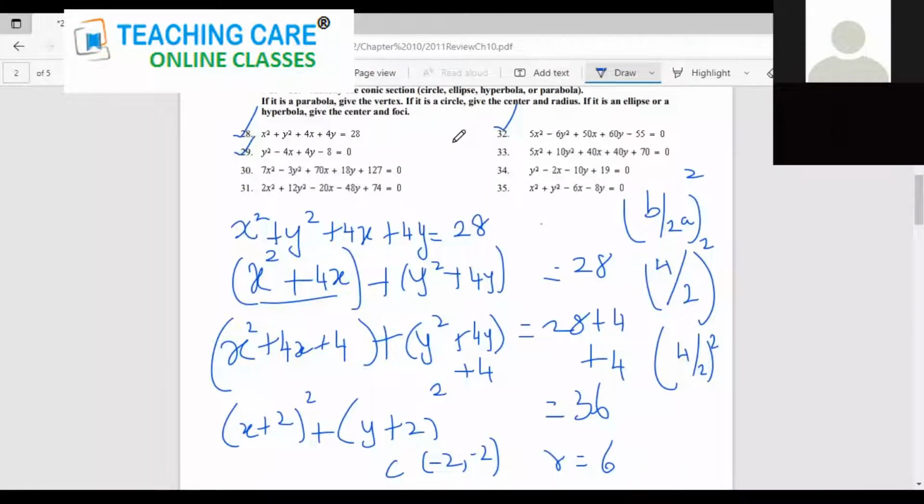Can you try this? I'll also try here so we can cross check our steps. It's 29, okay? There is no x squared term at all.